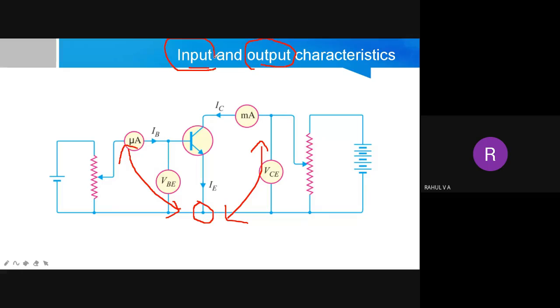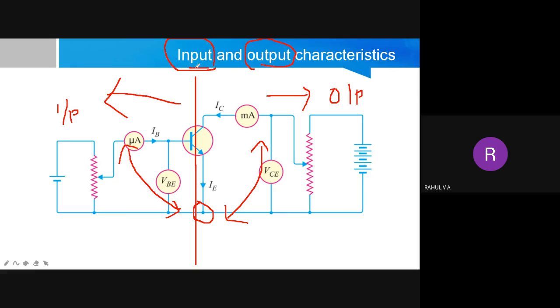So actually, if you take this particular diagram, this side is the input, that is base and emitter. We are applying input across base and emitter because it is a common emitter configuration. So this side belongs to input, that is we are applying input to base, and this side, we are taking output from the collector, and this belongs to the output side.